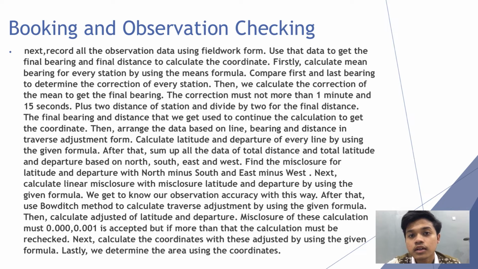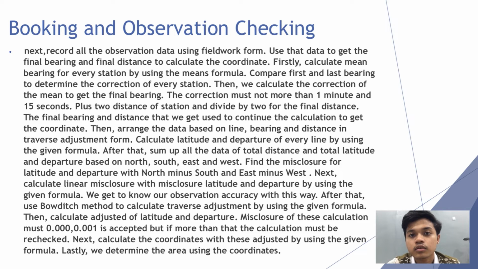Then, we calculate the correction of the mean to get the final bearing. The correction must not be more than 1 minute and 15 seconds, plus 2 distances of the station and divide by 2 for the final distance. The final bearing and distance that we get are used to continue the calculation to get the coordinates. Then, arrange the data based on the bearing and distance in the traverse adjustment form.